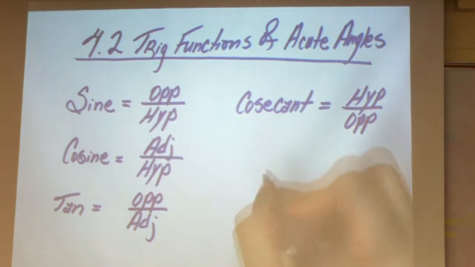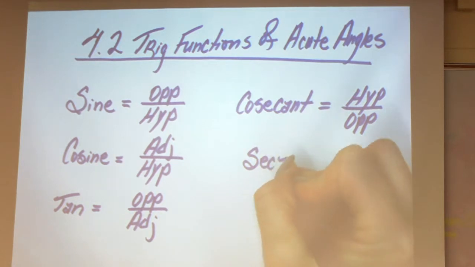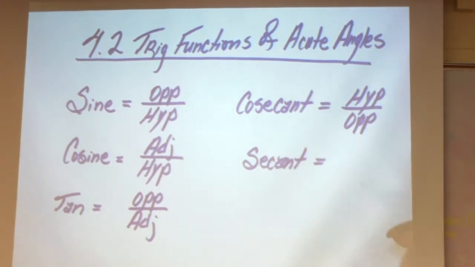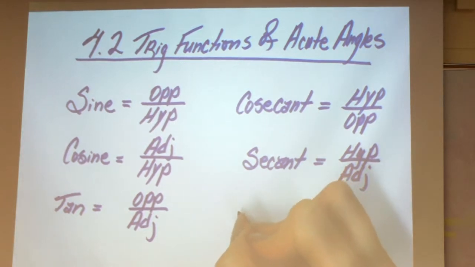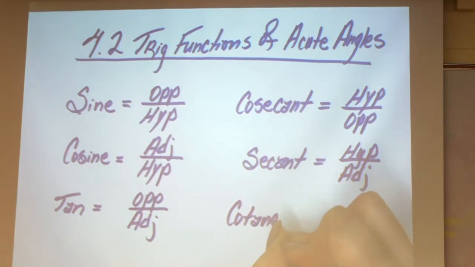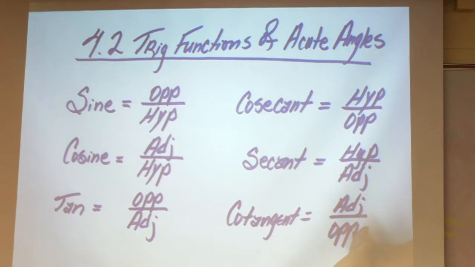Okay, then we have the secant. And that would be the reciprocal of your cosine, the hypotenuse over your adjacent side. And then your cotangent function is the reciprocal of the tangent. And that would be your adjacent over your opposite. Okay? Those are the 6 that we are going to work with for this chapter.